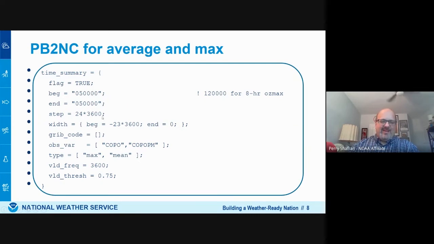24 hours a day, at every hour, we look at both ozone and PM, and we want to verify the daily max and the daily mean. So that's how it calculates the mean and the max. Those variables come out automatically from the CMAQ, so there's no special massaging needed for the model.